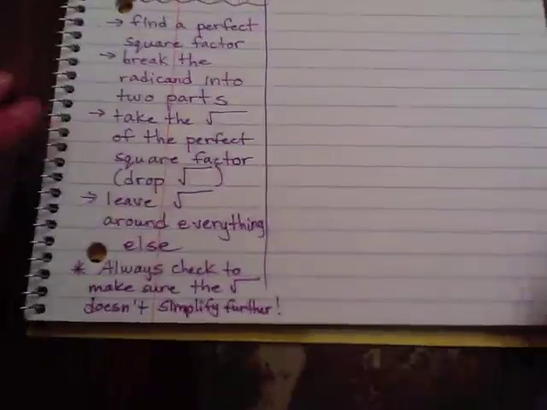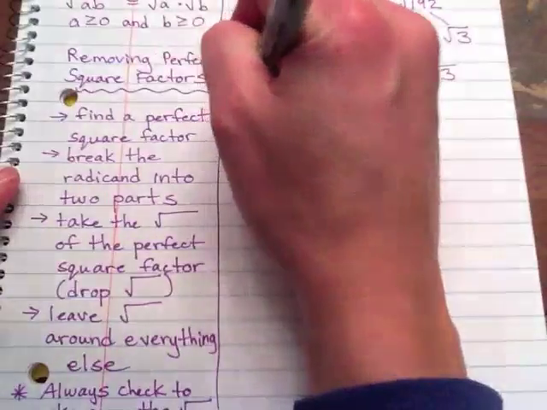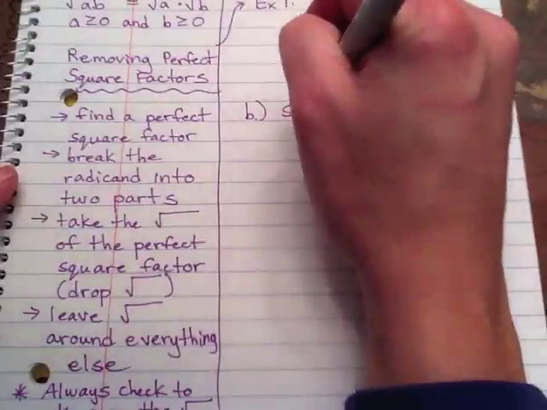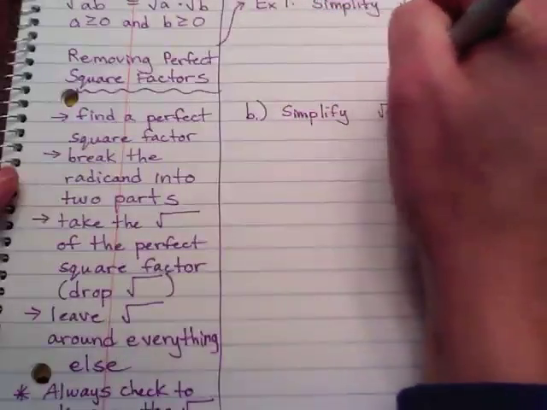Okay, we're going to try a few more of those. This is example 1b. Simplify the square root of 50.